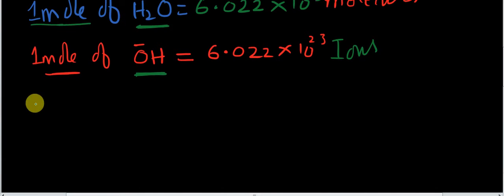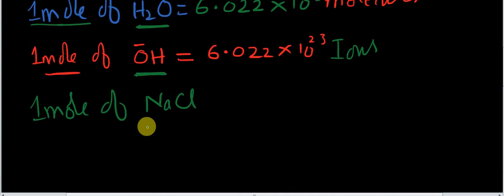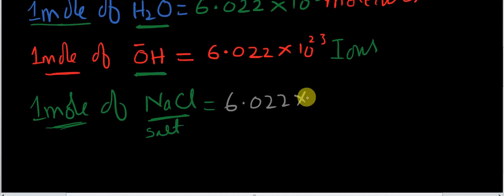If someone asks about 1 mole of NaCl, this is the salt. If someone asks about the salt, then what will you say? First you have to look at the unit. 1 mole. Similarly, 1 dozen, 12. 1 mole means Avogadro's particles. So you have to write 6.022 × 10 to the power 23 because 1 mole is present. And now look at the compound.